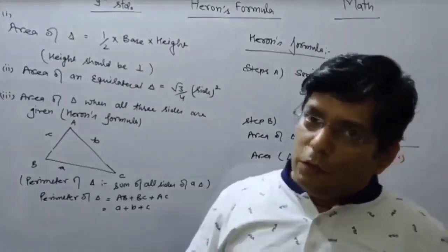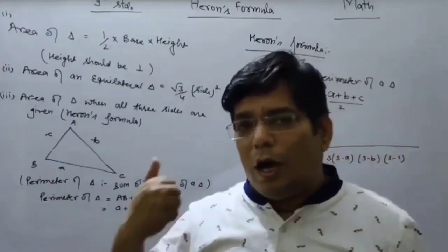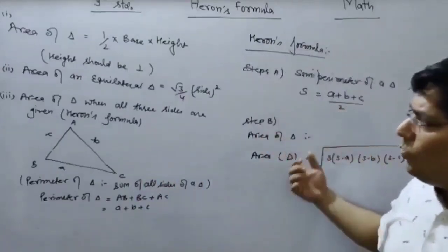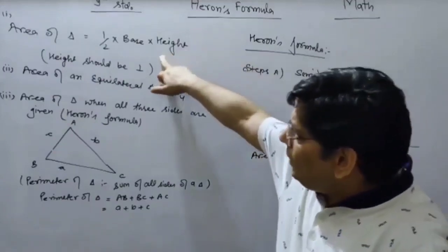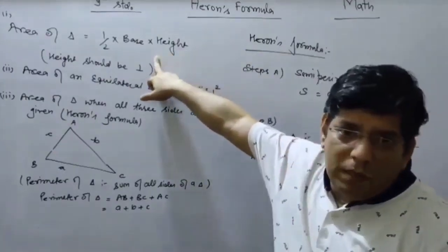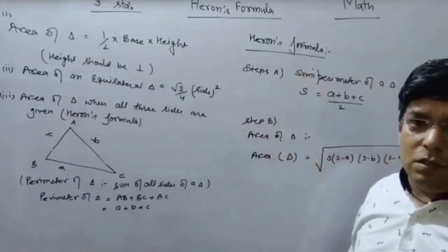Now in the next session, I am going to solve and show you how to calculate and how to verify both methods, that is, the area of a triangle using half into base into height, and the area of a triangle using Heron's formula.